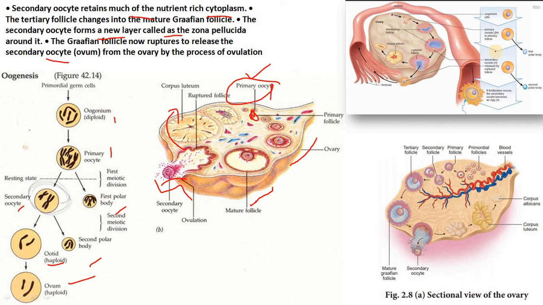This is a simpler view where the oogonium is present. The primary oocyte is in the primary follicle, then the secondary oocyte is released by the ruptured follicle, and if fertilization occurs, then the secondary oocyte becomes an egg. This is also a cross-sectional view of the ovary. First of all, this is a primary follicle, then this is a secondary follicle, then a tertiary follicle, then a mature Graafian follicle, then the secondary oocyte is released, and after that it degenerates as the corpus luteum and corpus albicans.